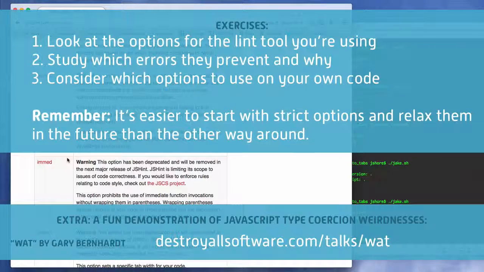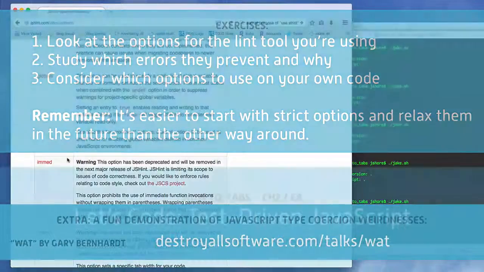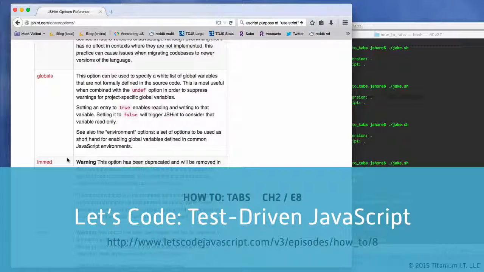Your exercise for this time is to look at the options for whichever linting tool you're using. Look through the documentation of options, decide which of those things are going to be useful to you, and think about what errors the options are trying to prevent and whether or not those are worth trying to prevent in your own code. We're going to look at more of the JS hint options next time.